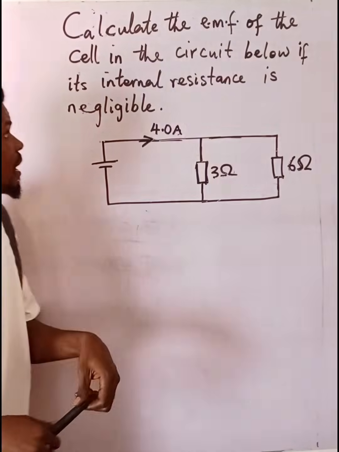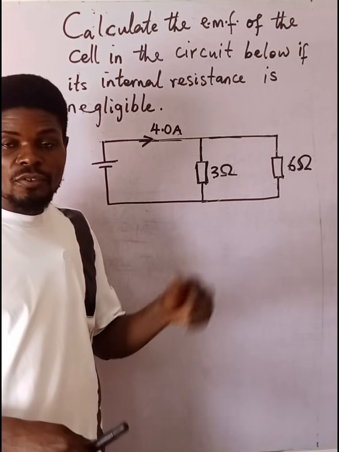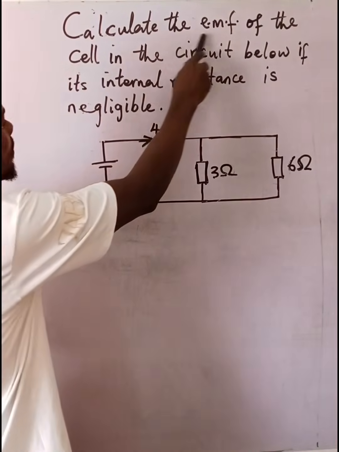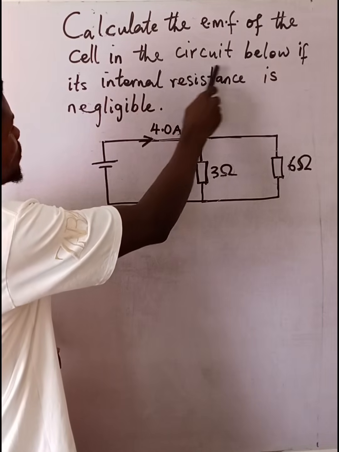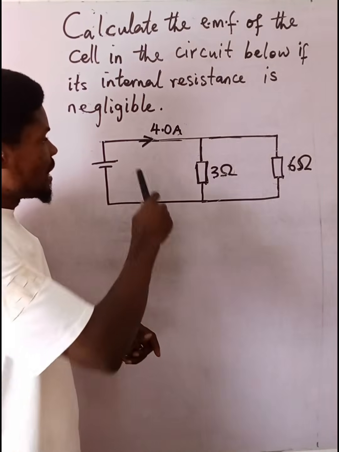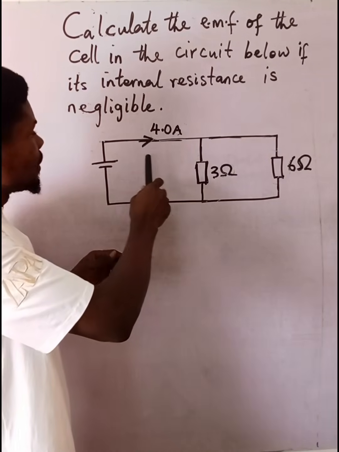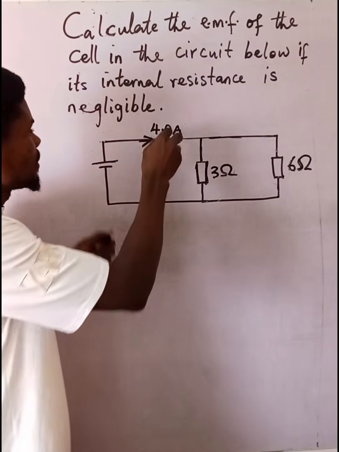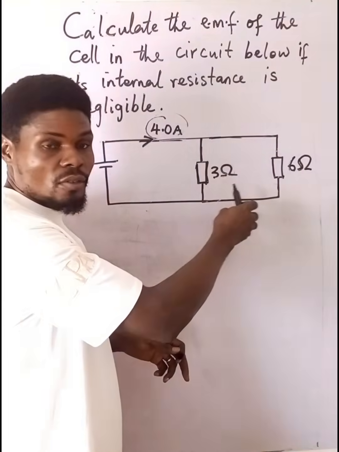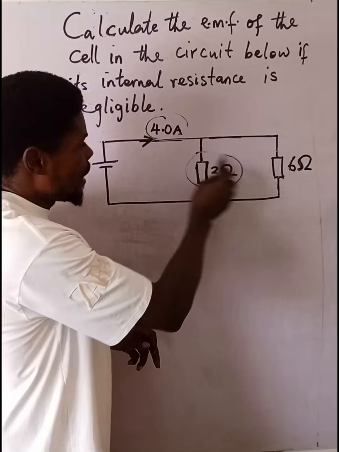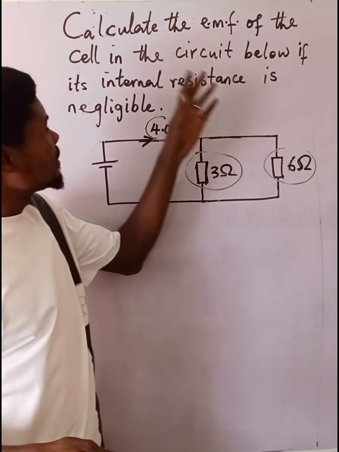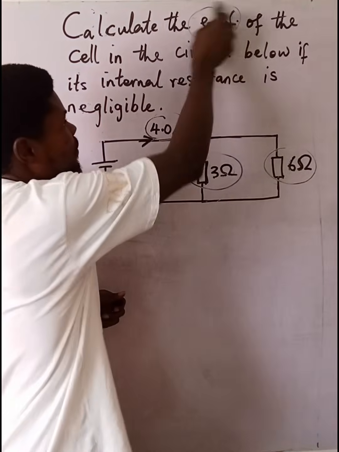All right, today we want to look at a very important question facing us right here on the board. The question says, calculate the EMF of the cell in the circuit below if its internal resistance is negligible. From this diagram, this is the circuit, and the circuit contains the current given to us, 4.0 amperes, and the two resistors of resistances 3 ohms and 6 ohms. So we've been told to find the EMF of the circuit.